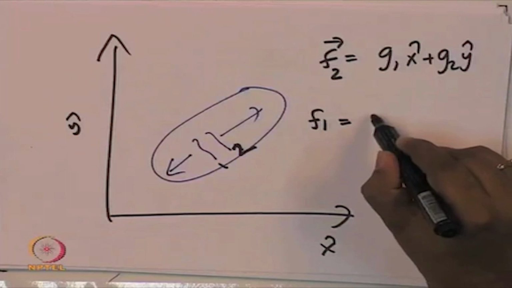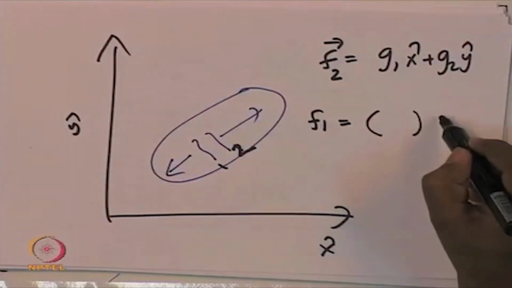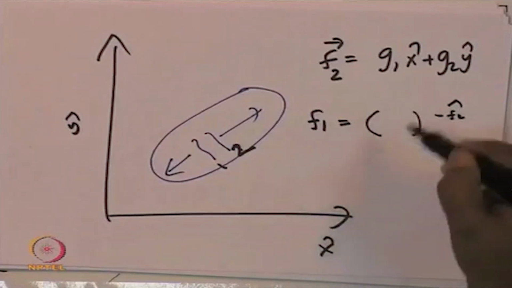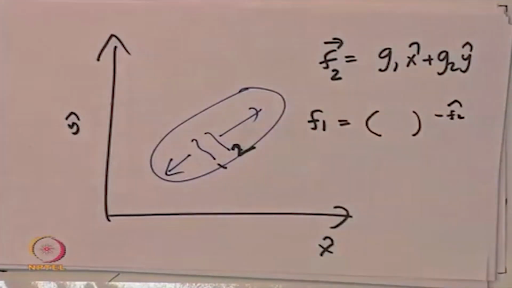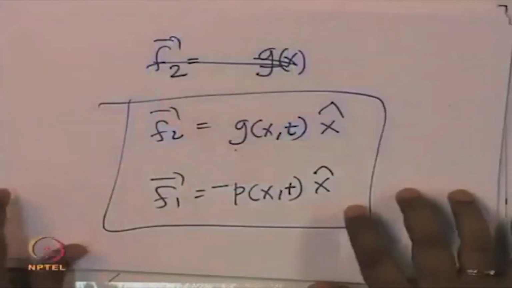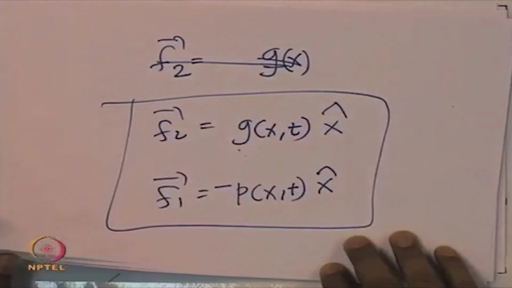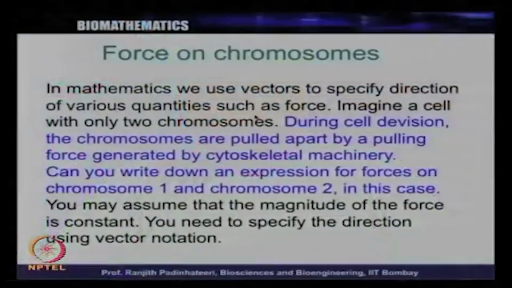So, you can write some other function, but minus of f 2 cap in the opposite direction of this f 2. In this way you can write it whatever way you want, but the simple way is something we discussed here, which is some general case, simpler but quite general enough. Okay. So, now this is the question on force on chromosomes.